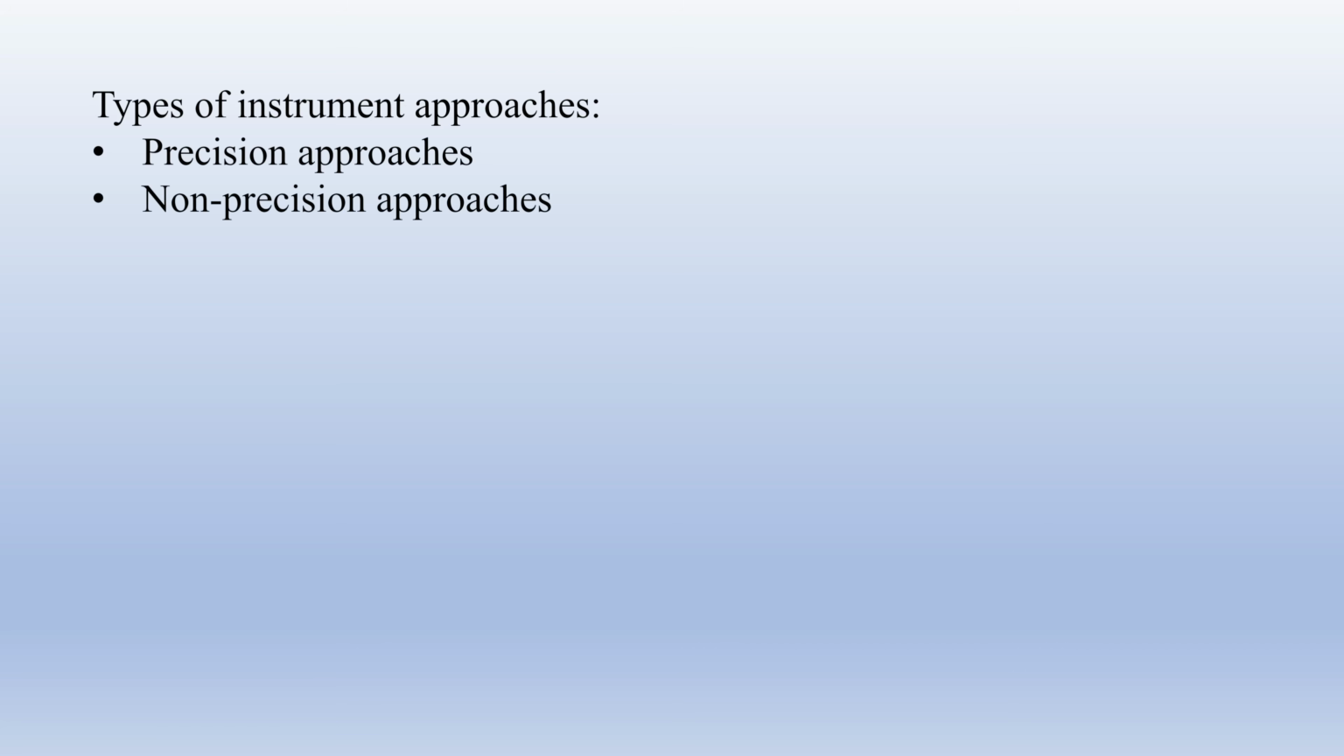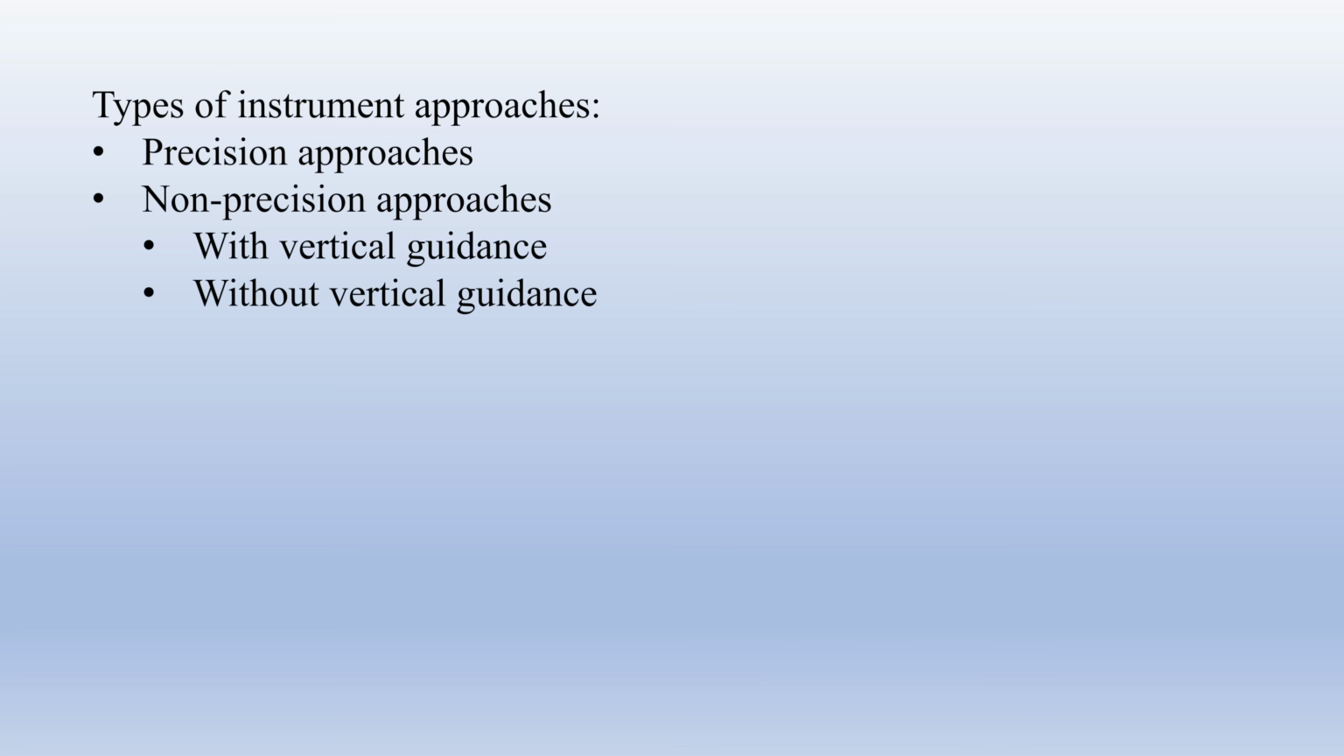The FAA and most international organizations divide instrument approaches into two broad categories: precision approaches and non-precision approaches, though the waters have gotten muddied here in the last few years, and there are now two subcategories of non-precision approaches: those with GPS or FMS generated vertical guidance and those without.